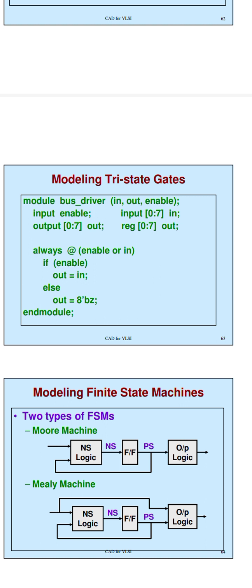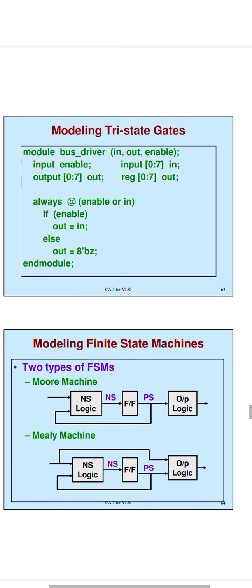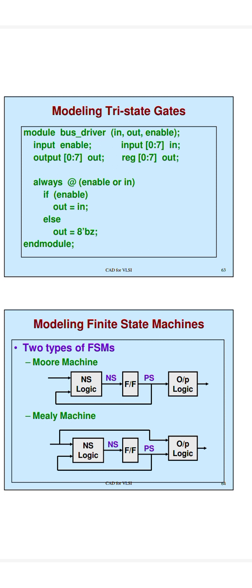Here, the modeling of tri-state gates: the module bus driver. There are two types of modeling tri-state gates. It has the input declaration and output declarations, used in the always statement at the rate enable or in. If enable, out is equal to in, else out is equal to 8-bit high-impedance. That is the end module. This is the example for the tri-state gates.